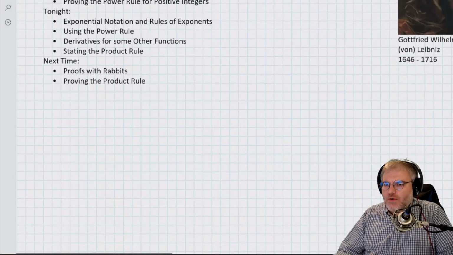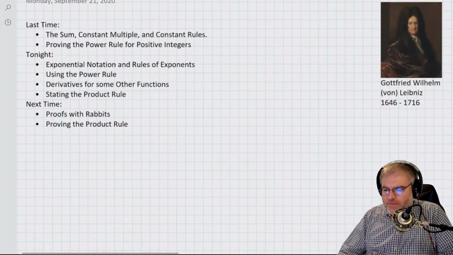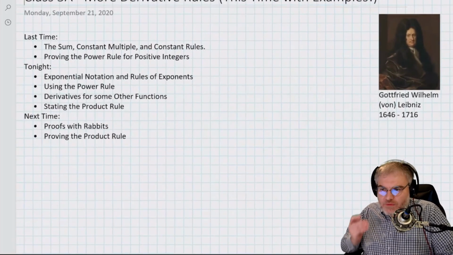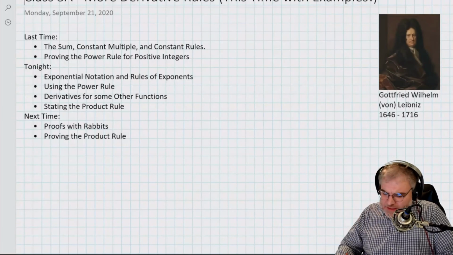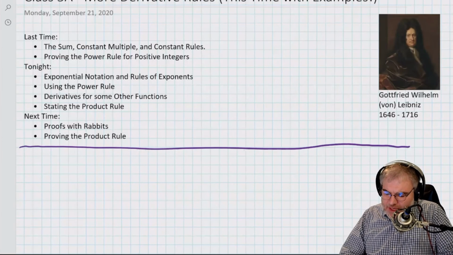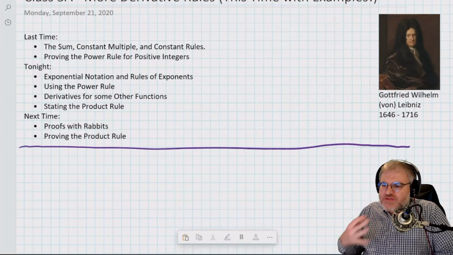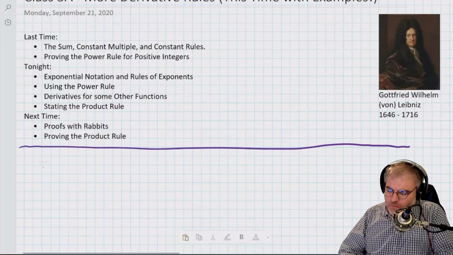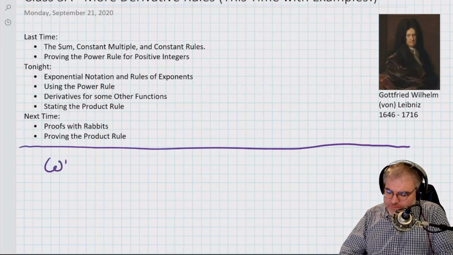And we're going to go over a whole bunch of other rules that are in your book in section 2.3, some of which, like the sine rule, we've actually already proved. But let's set that aside for a moment and talk about exponential notation. So let me ask you this. When you see the number 8, what is the number 8?